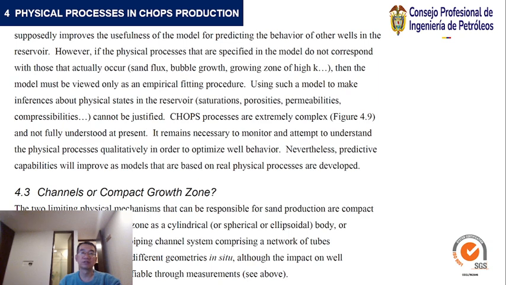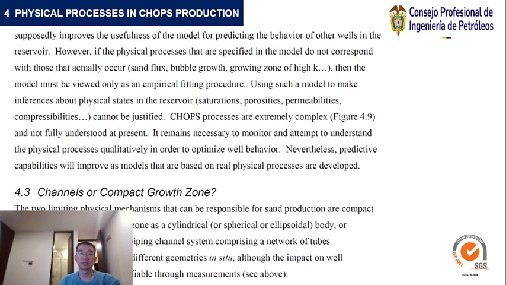However, if the physical processes that are specified in the model do not correspond with those that actually occur, then the model must be viewed only as a fitting procedure. Using such a model to make predictions about physical states in the reservoir cannot be justified.